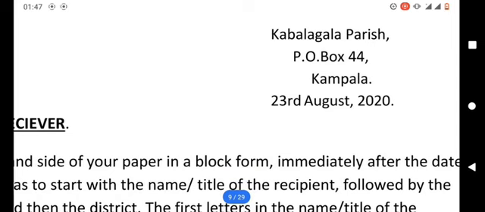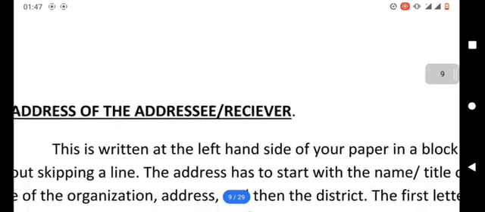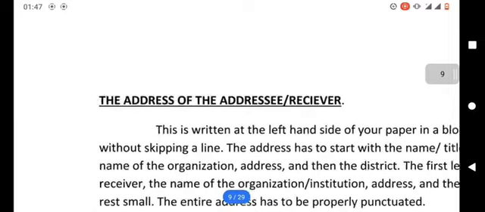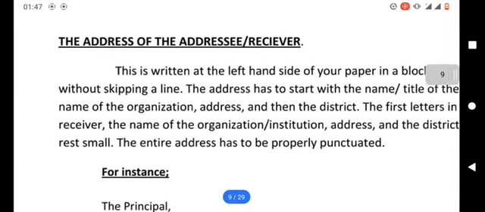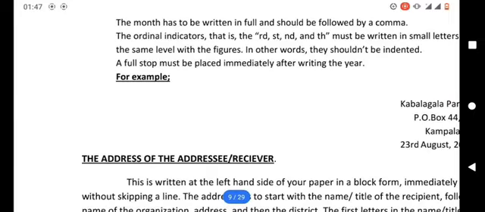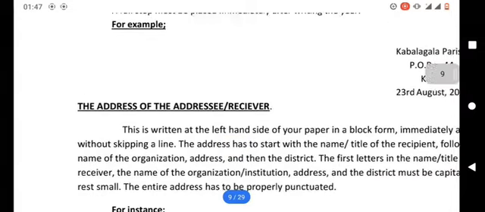On top, if you're writing an application, your address. If you're writing an apology, the first digit must be directly proportional with the organization or name of that. Then from there, we write the address of the person addressed, the receiver's address.